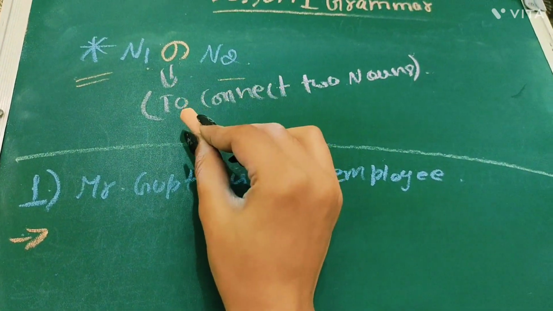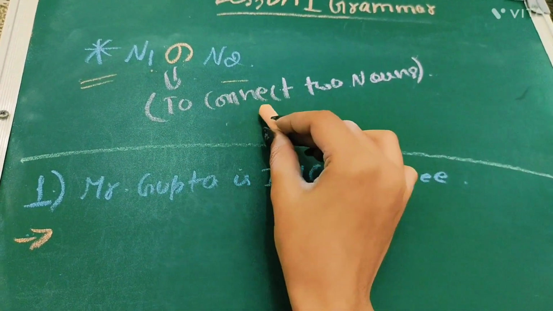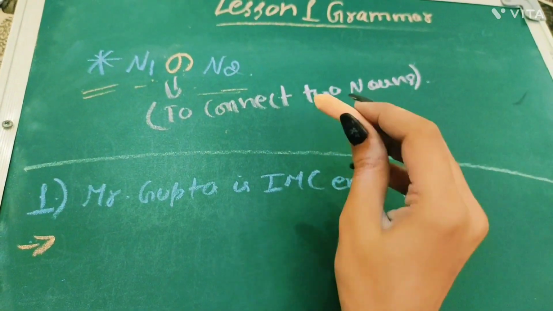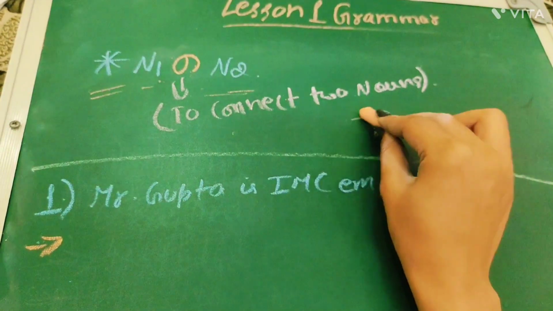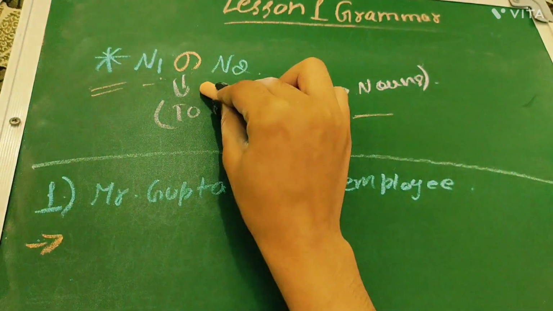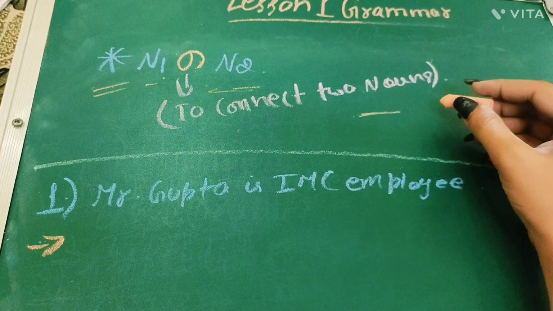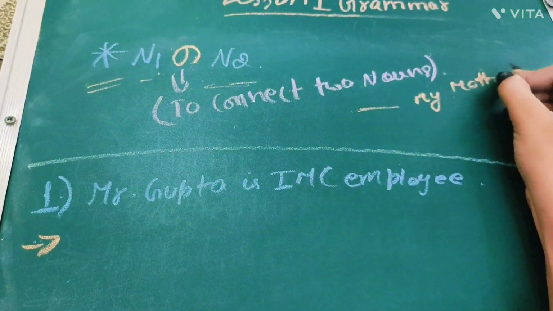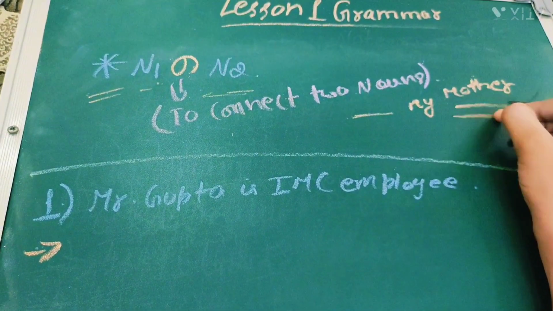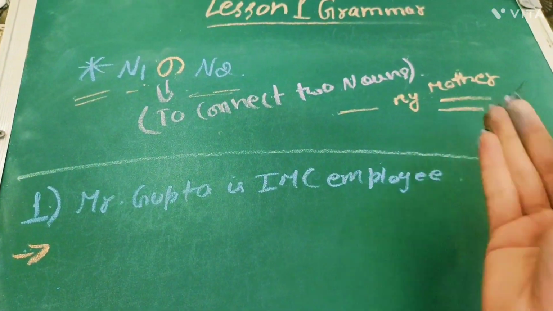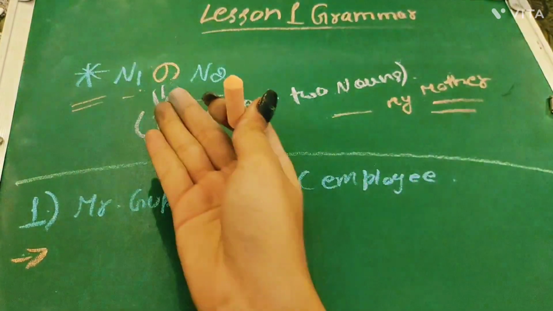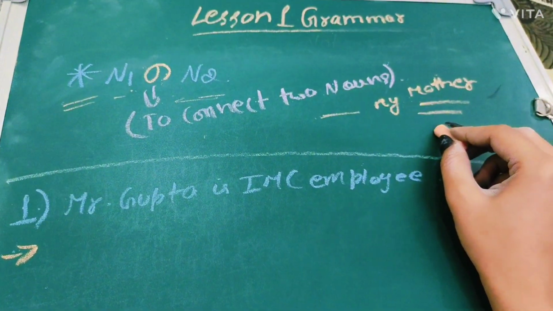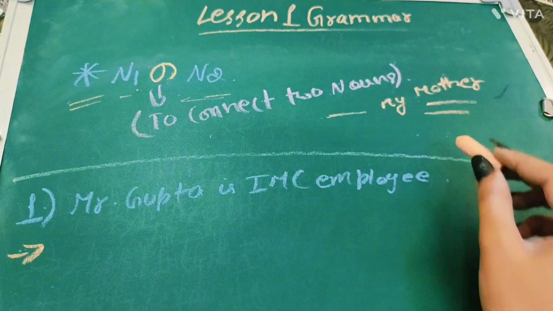So no is to connect two words. When you want to connect two nouns, minasan, you use no. Like my mother or my father. Just like this. When you want to connect two nouns, you use no. Watashi no okaasan, watashi no otousan.